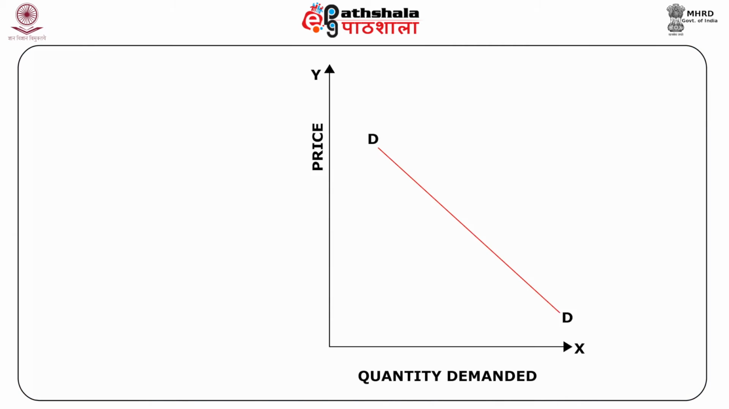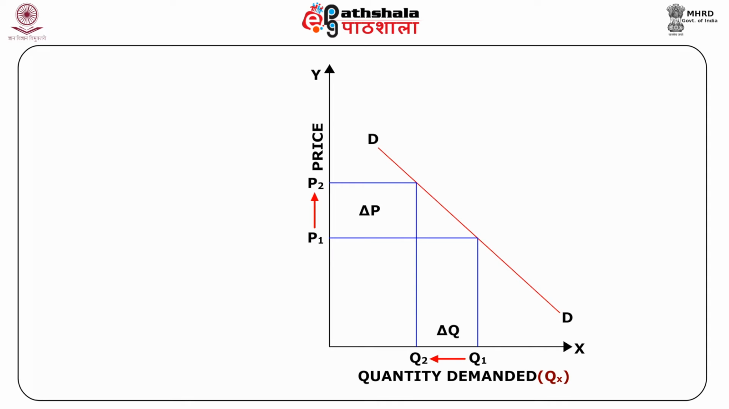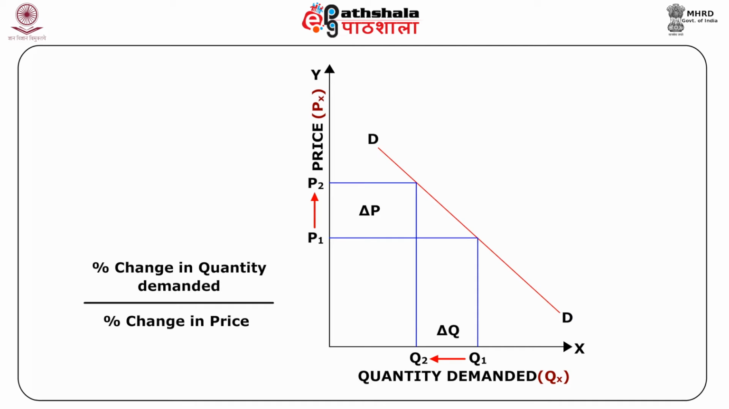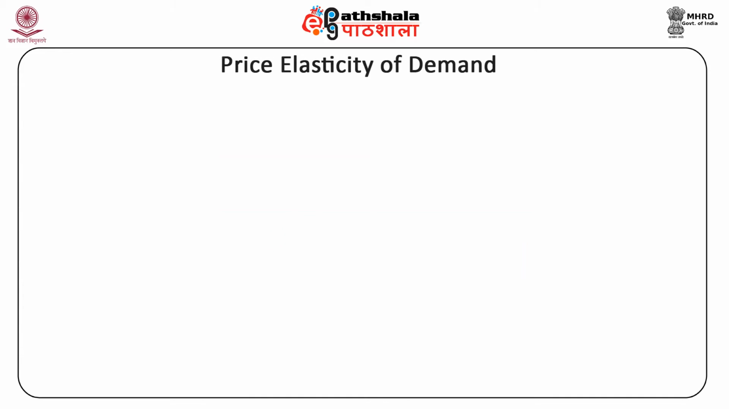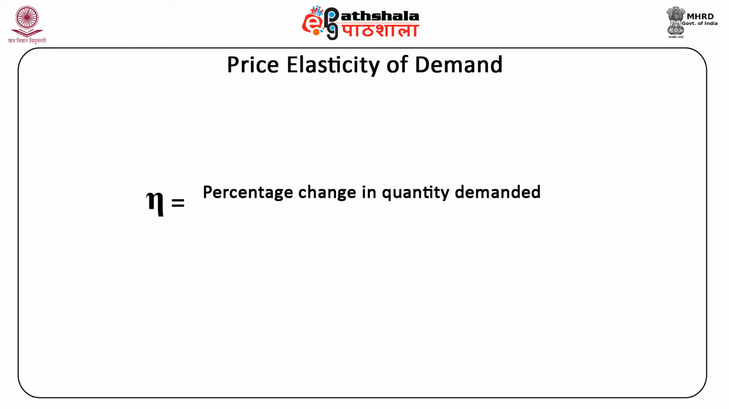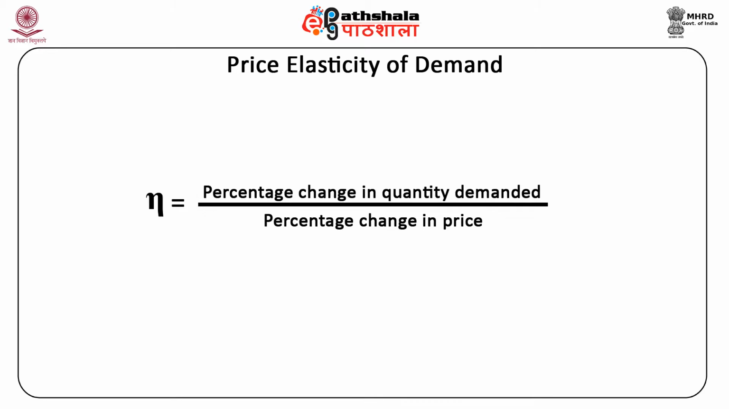Given a demand curve dd, let us consider movement along this demand curve. The elasticity of demand is a measure of the responsiveness of quantity demanded, that is Qx, to a change in the price of a product, that is Px. It is also known as price elasticity of demand. In other words, the price elasticity of demand is the percentage change in quantity demanded divided by the percentage change in price. This elasticity is usually symbolized by the lowercase letter n, such that n is equal to percentage change in quantity demanded divided by percentage change in price.